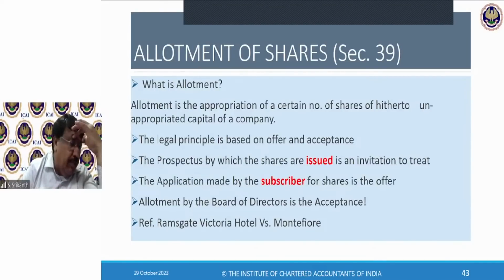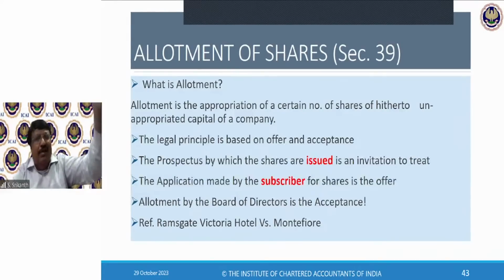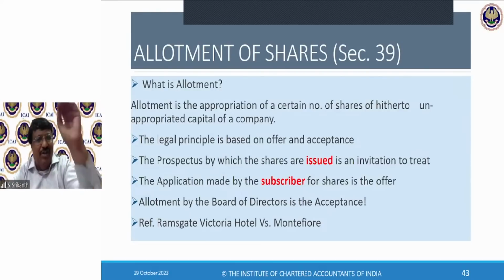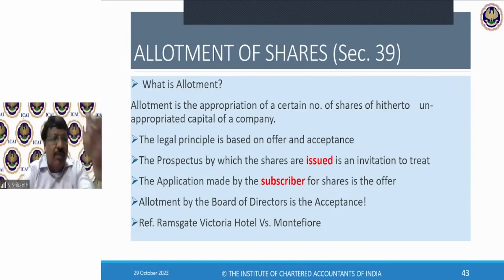Now we go on to allotment of shares. So what is allotment? Basically, allotment is the appropriation, that is adjustment, of a certain number of shares out of hitherto unappropriated capital of the company. Too much English. See, basically, allotment is making a fresh issue. That's all. Hitherto unappropriated capital means not issued. So we are issuing fresh shares. Unissued shares are now being issued by the company by way of allotment.